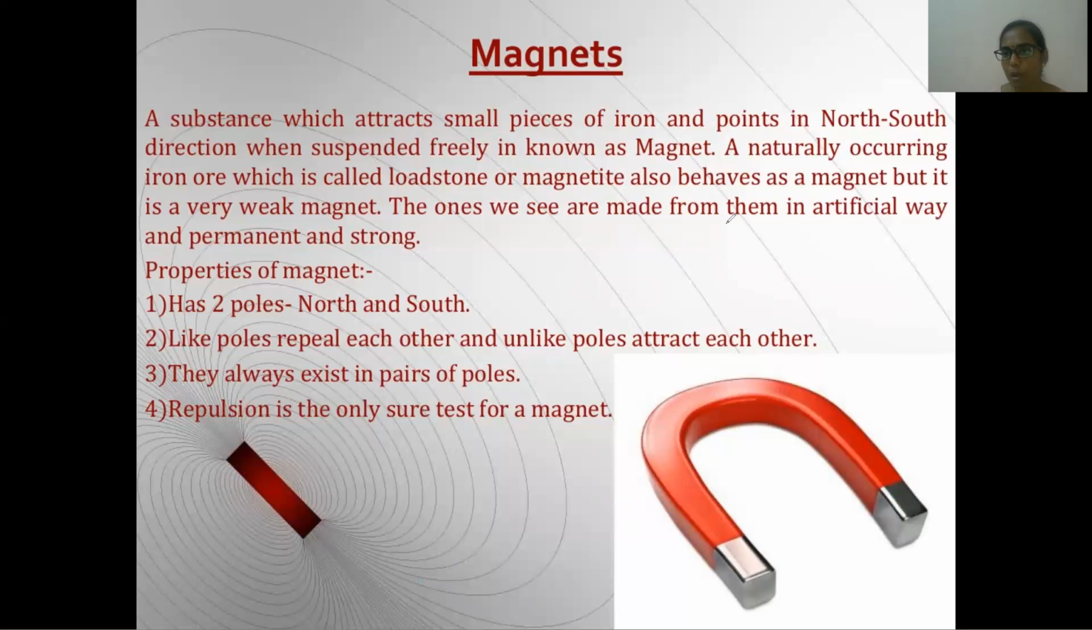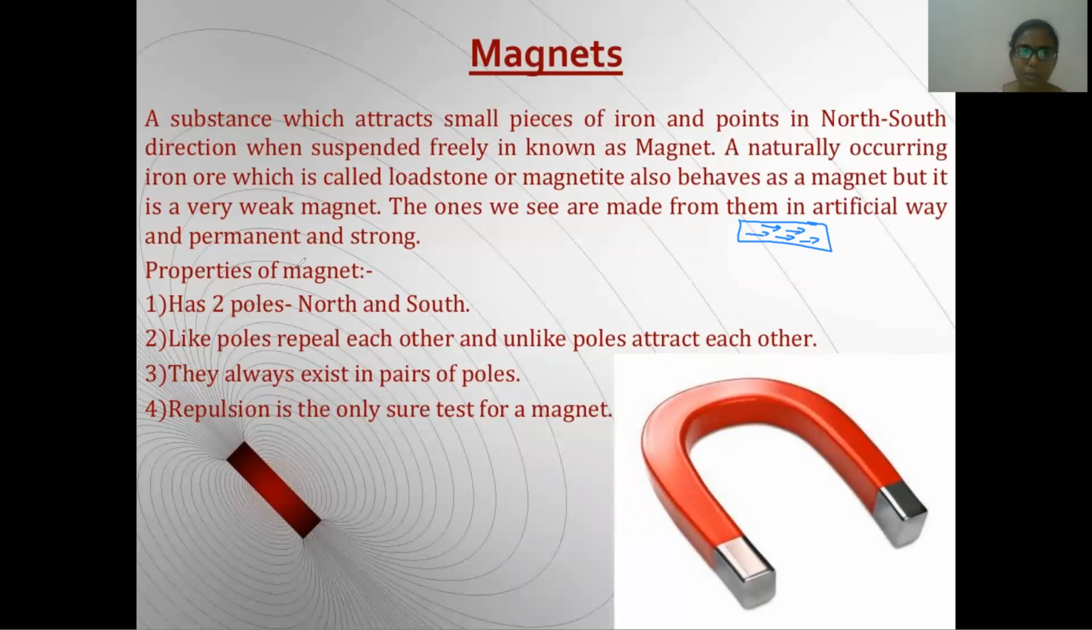Why does a magnet have the property to attract and repel? Because all the molecules inside the magnet align in the same direction, so that it gets so much strength to attract another material. I hope this is clear.